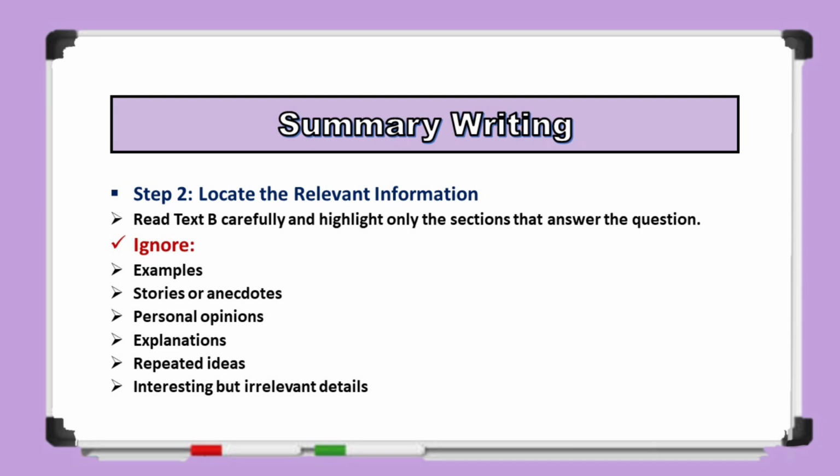Step 2 is to locate the relevant information. Now read text B carefully with the question in mind. Highlight only the parts that directly answer the question. Don't highlight everything because a large part of text B is usually irrelevant to the summary. Ignore examples, stories, personal opinions, explanations, repeated ideas, and interesting details that do not answer the question.